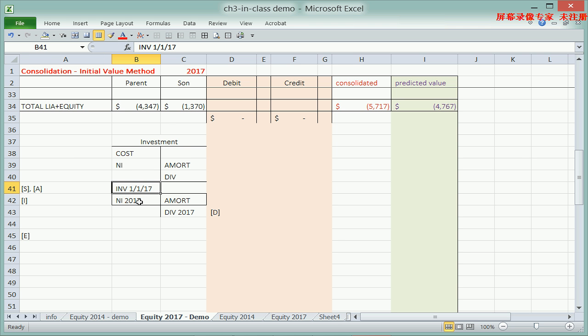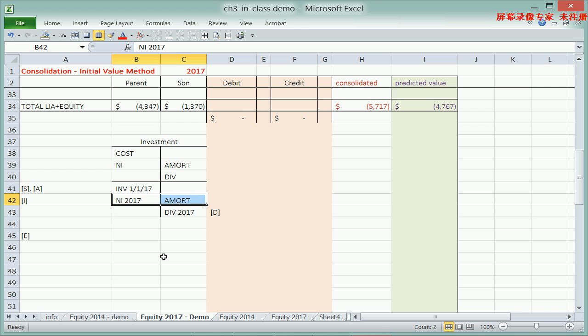So the balance of investment 1-1 is basically the cost of the investment plus the stockholders' equity change of the subsidiary, as well as the fair value excess of the individual assets and liabilities minus all years of amortization up to 1/1. That's why this A entry restores the fair value excess of the subsidiary's individual assets and liabilities, but only up to the beginning of this particular year, which is 2017.